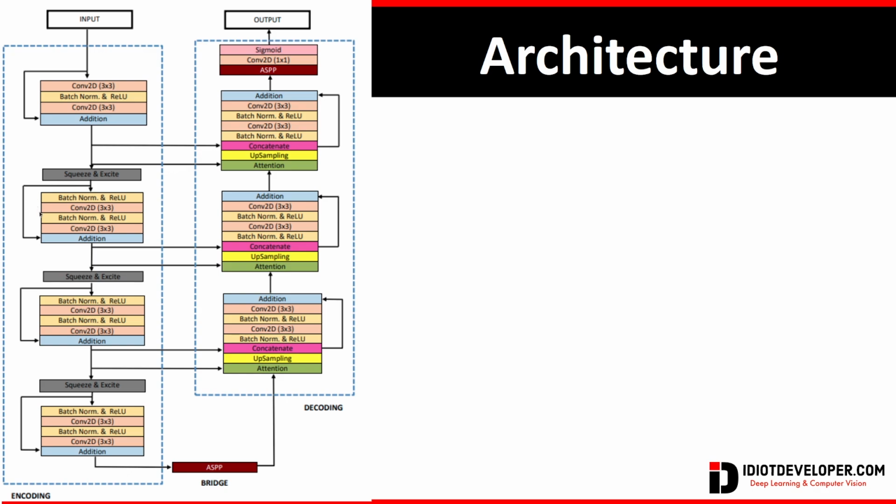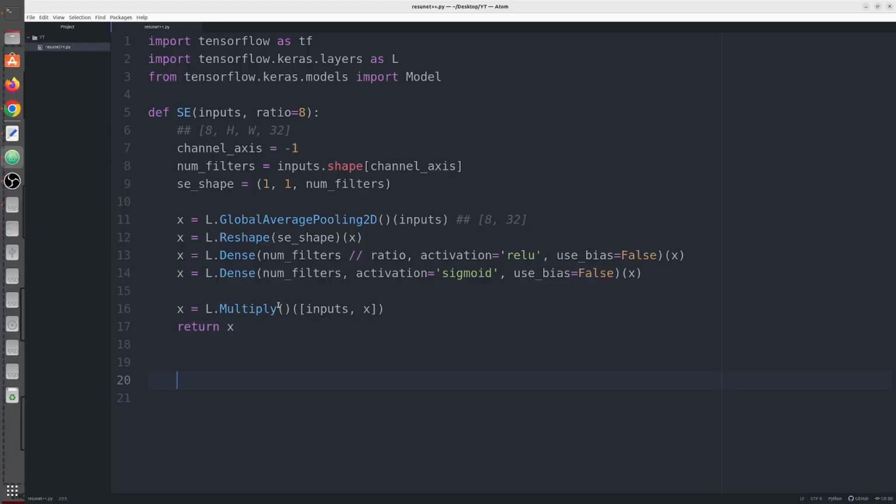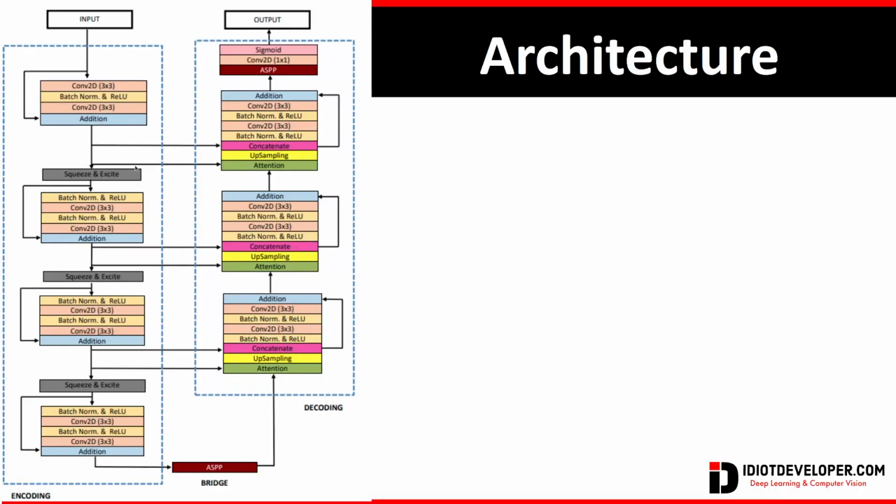So let me follow it. Let's move back to our editor. We would have a function called stem block. It takes your input feature map, number of filters, and the stride value. One more thing to note about this architecture: it does not use any max pool layer.